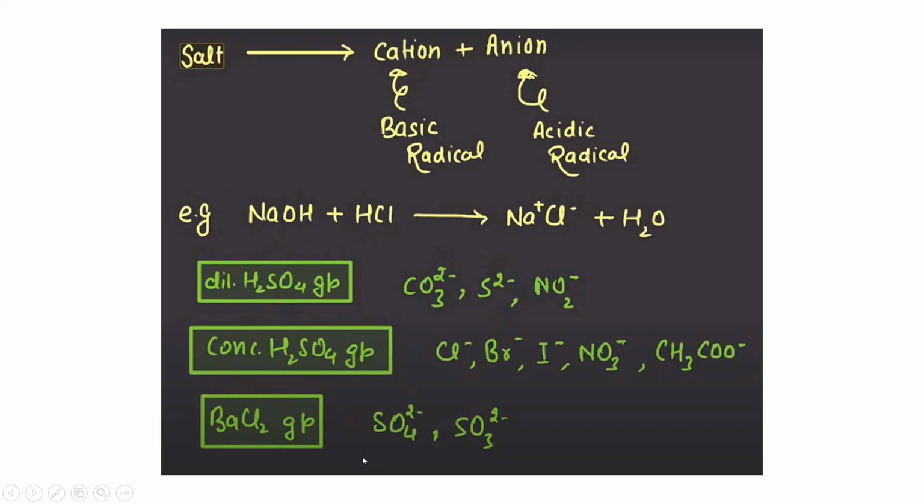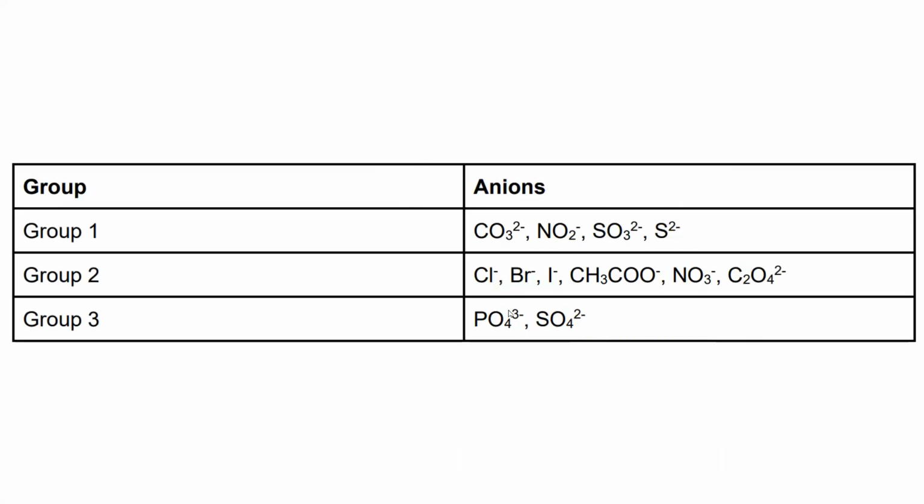Right. So what are the anions for the salt analysis in plus 2? These are the anions: carbonate, nitrite, sulfite, sulfide, the halogens chlorine, bromine, iodine, acetate, nitrate, oxalate, phosphate and sulfate. So these are the anions you have for your plus 2, right?